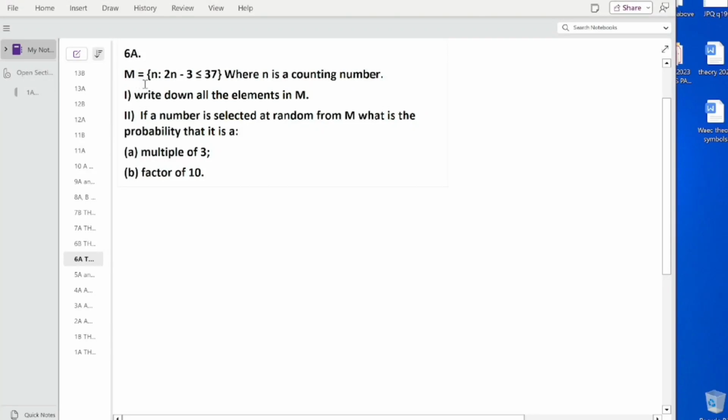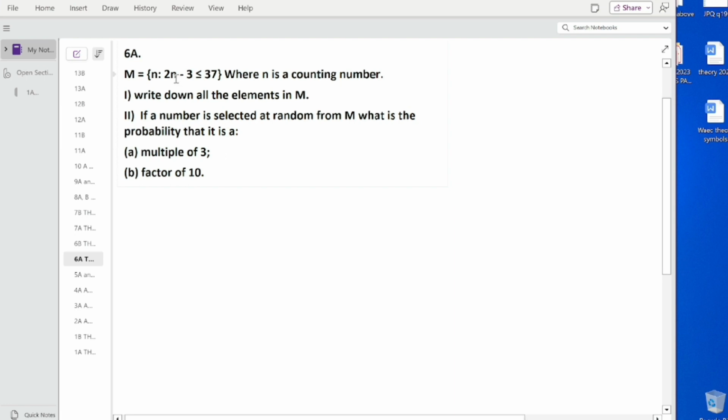6a says M equals the set of n, where n is an element, such that 2n minus 3 is less than or equal to 37, where n is a counting number. One, write down all the elements in M. Two, if a number is selected at random from M, what is the probability that it is a, a multiple of 3, b, a factor of 10?